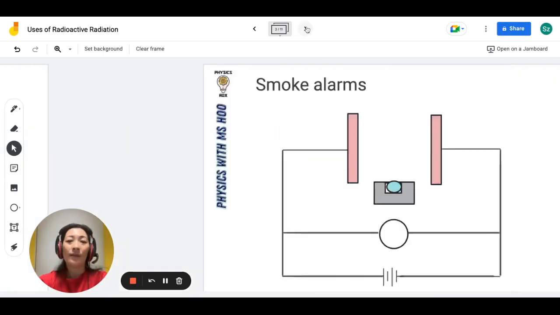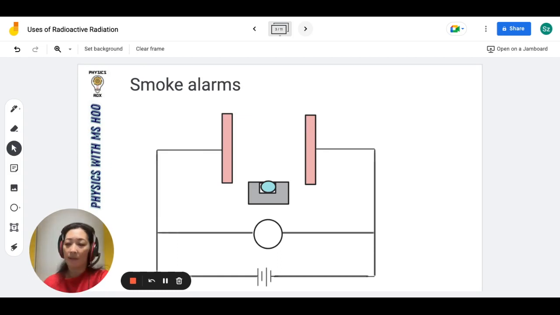Let's start with the smoke alarm. Some smoke alarms do have radioactive material in there. So if you find a smoke alarm has that radioactive label there, yes, there is radioactive material in there. But if you're wondering, oh my God, isn't that dangerous? How can they put radioactive material in a place where there's general public? That's the thing. We have to consider the type of radioisotope that we want to use.